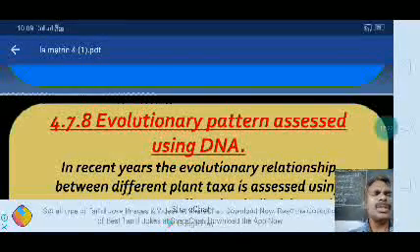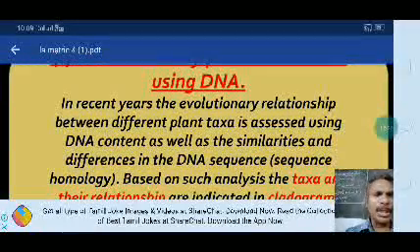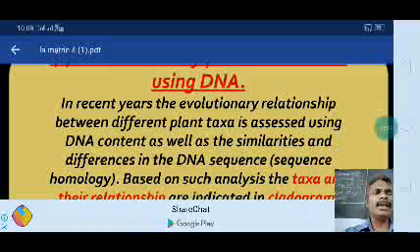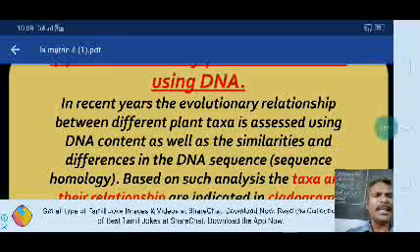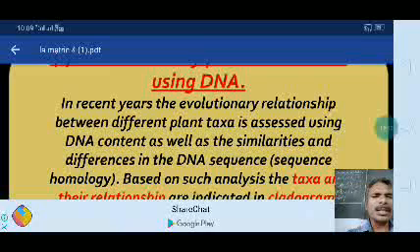Evolutionary patterns are assessed using DNA. In recent years, the evolutionary relationships between different plant taxa are assessed using DNA content, as well as the similarities and differences in the DNA sequence.